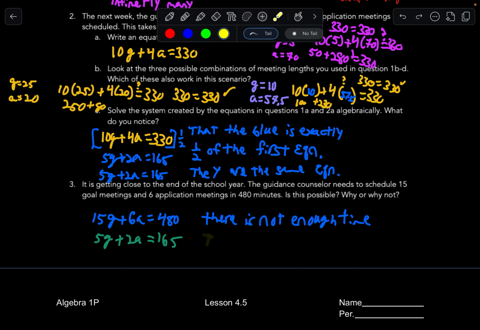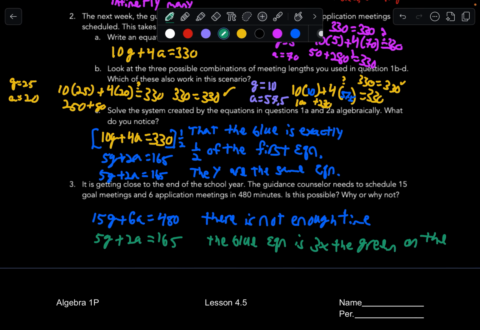The blue equation is 3 times the green on the left, on the variable side. So 480 should be equal to 3 times 165. But that's not true. So it doesn't work. You can't do that. All right?